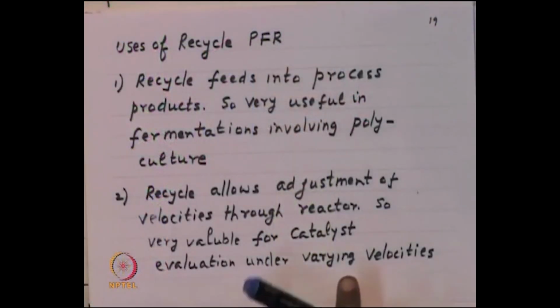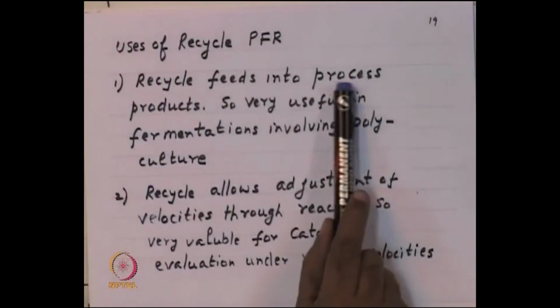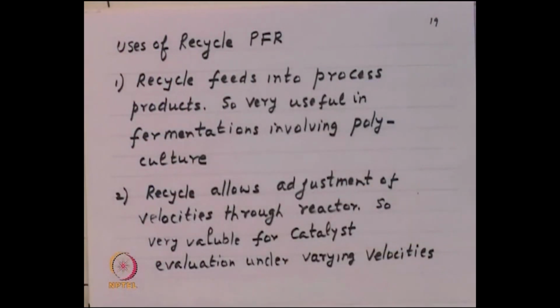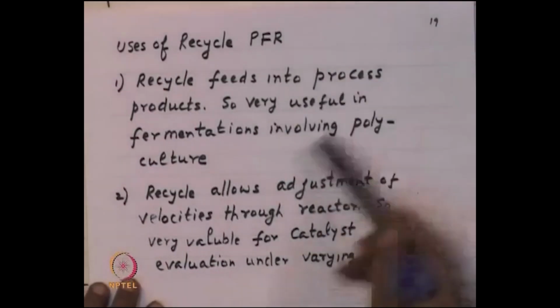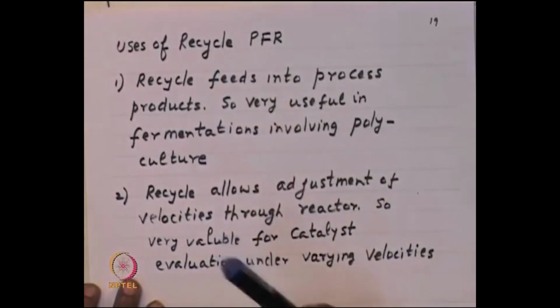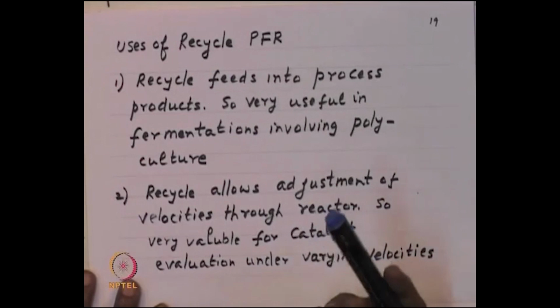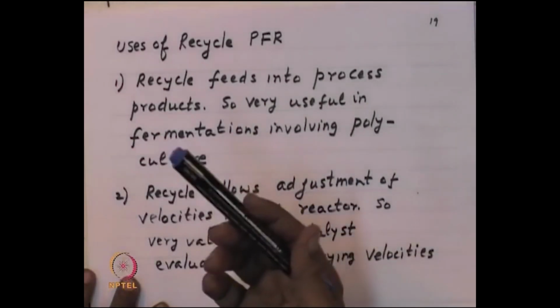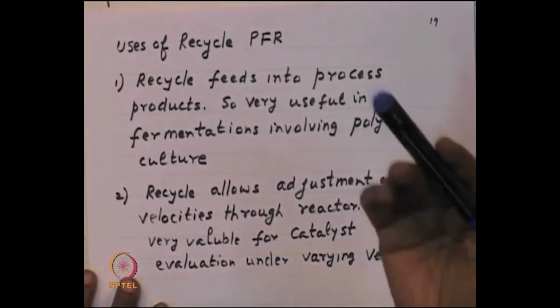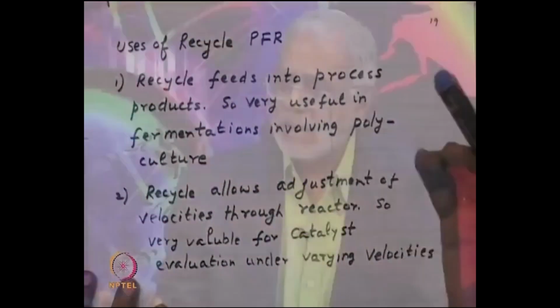Having said this, let us see what kind of use we can put the recycle reactor to. Now, if you look at the recycle reactor, it feeds products back into the process. It puts our products back into the process. Where is the advantage? The advantage is in reactions where you require products in the feed, otherwise the reaction does not go forward. Autocatalytic reactions are good examples. All biological reactions require products to be put into the feed, and therefore it is very useful in biological reactions.